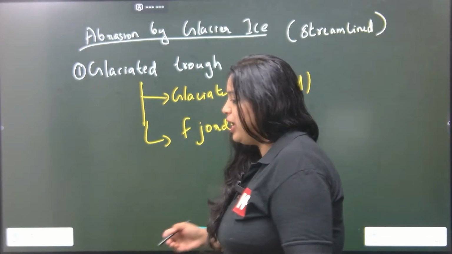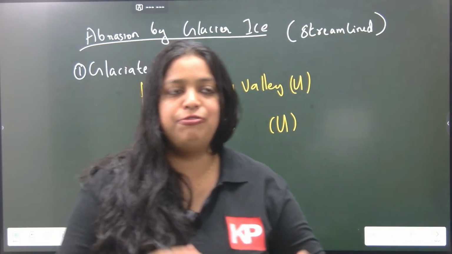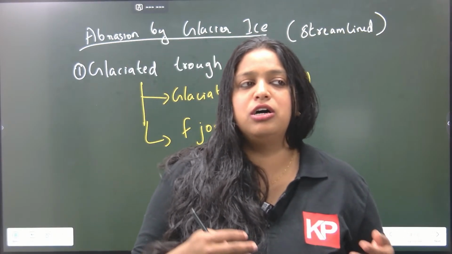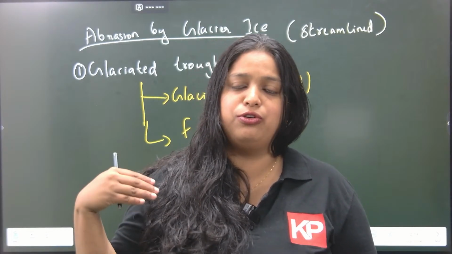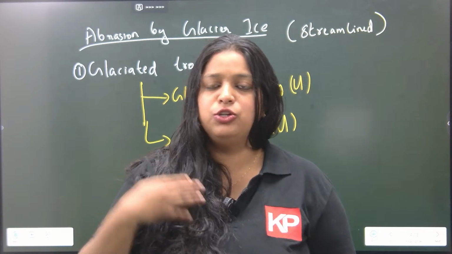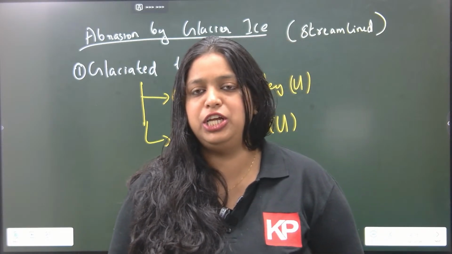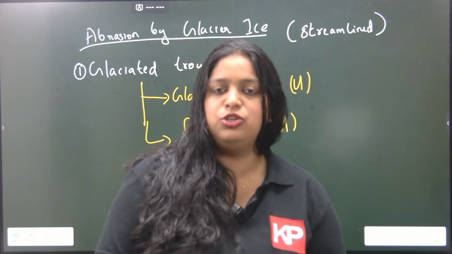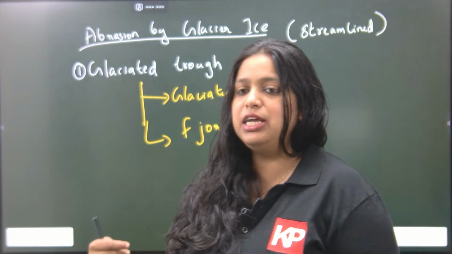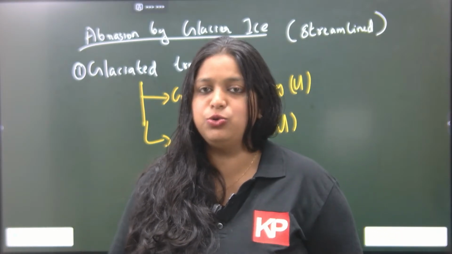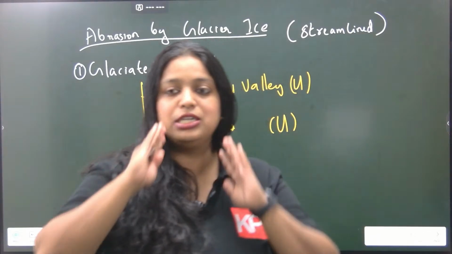U-shaped valleys are always associated with glaciated terrain. A huge amount of work and transportation is required in a fluvial situation to get a U-shaped valley. A fluvial system mainly makes V-shaped valleys. But in glaciated terrain, we mainly get a U-shaped valley.